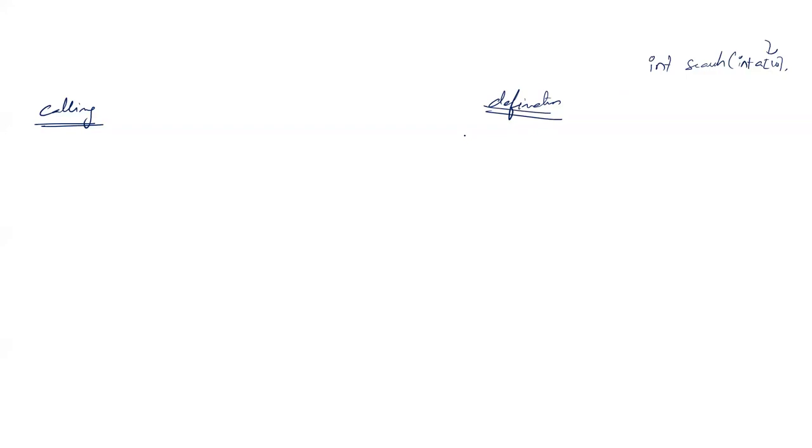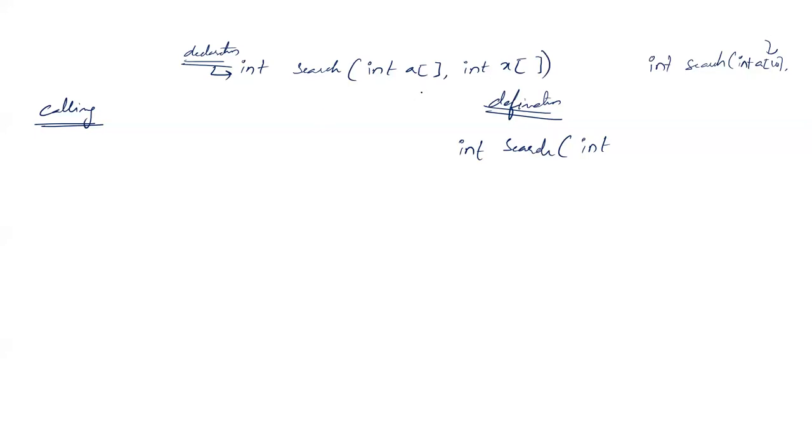Definition. So in the definition, same thing. How have we declared the declaration? We discussed that the declaration should be int search, int a of open close brackets, and int x of open close brackets. Sir, can I pass an array variable along with any normal variable? Yes, you can pass it.